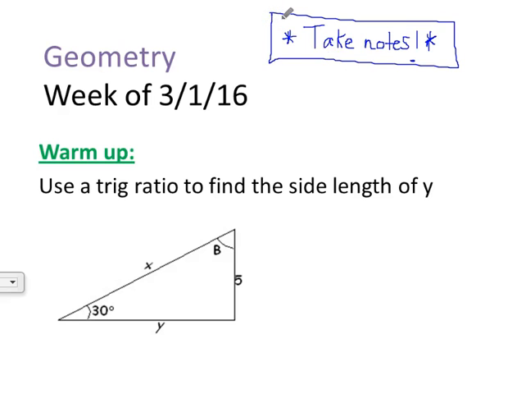I do have a quick warm-up I'd like for you to give a try in your math notebook. We've got a right triangle here, and we want to find the missing side y. And you are going to use a trig ratio. That's my hint, that you will use a trig ratio. Remember, SOHCAHTOA, TOA, to help you find that missing side length of y. So go ahead and click pause now, and when you're ready to check your work with mine, go ahead and click play.